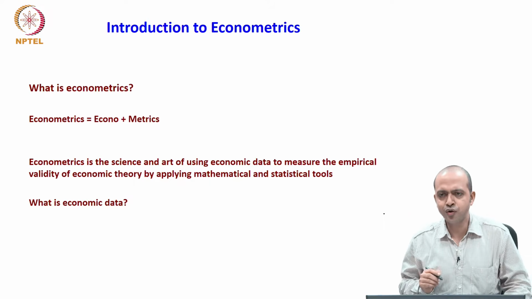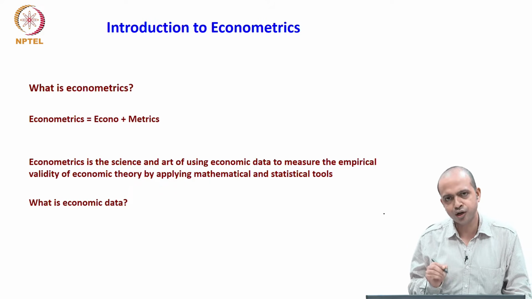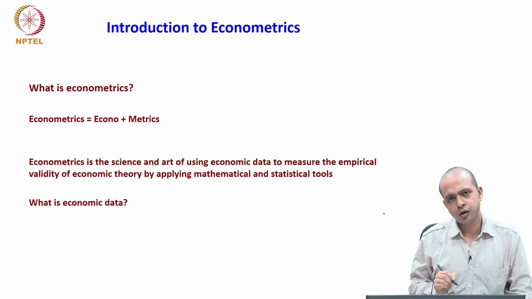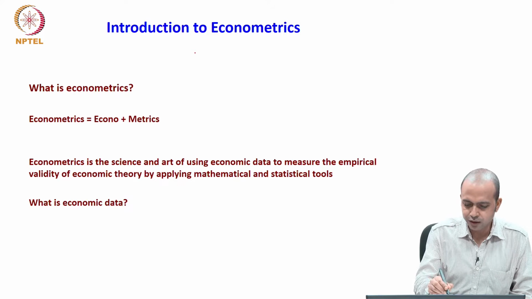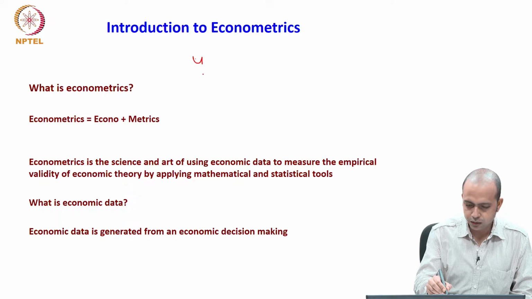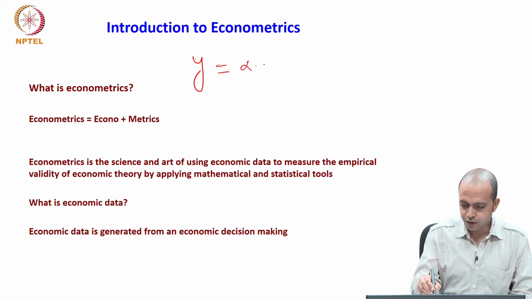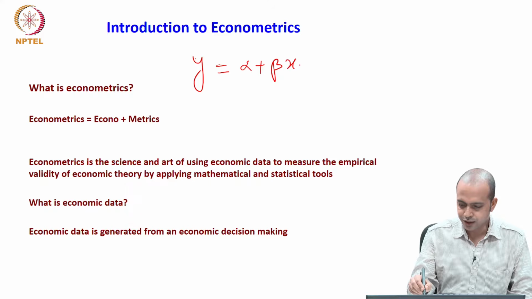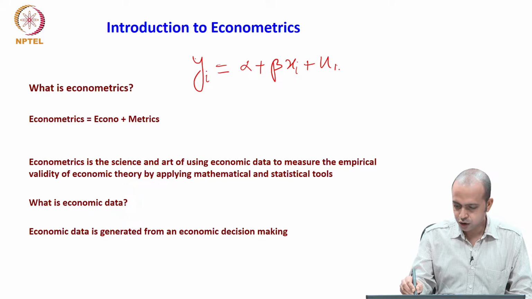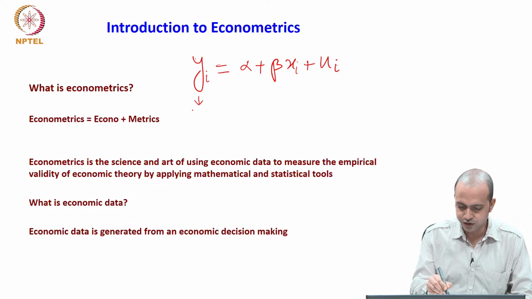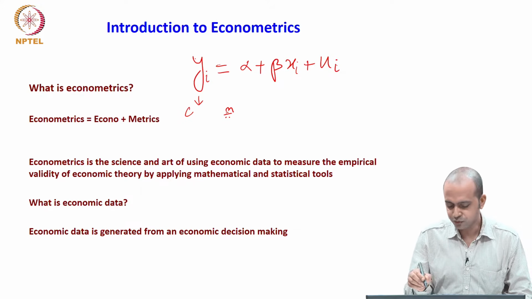Now, if you want to represent that particular economic theory using a mathematical equation, then it will look like y equals alpha plus beta xi, let us say yi equals alpha plus beta xi plus ui, okay, where y denotes consumption and x indicates income.